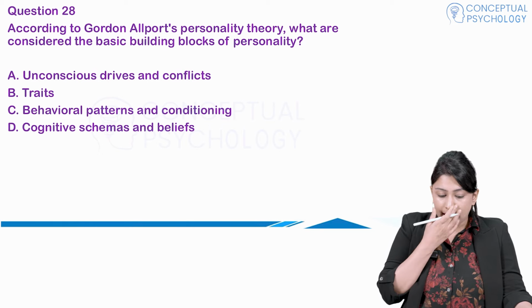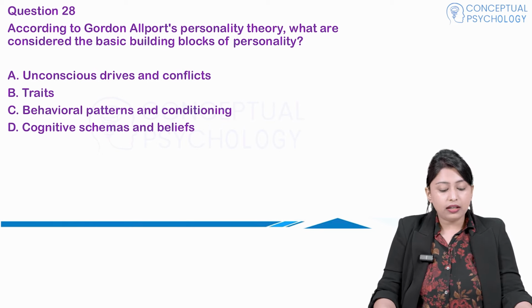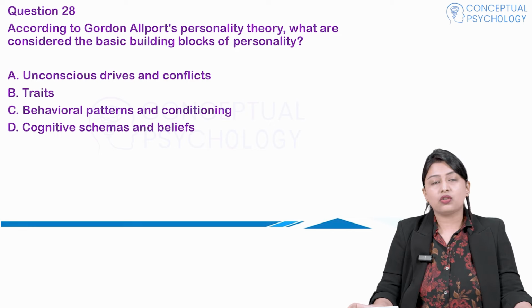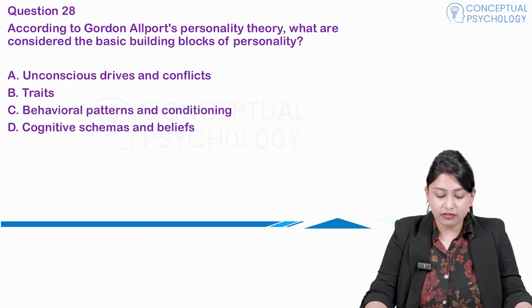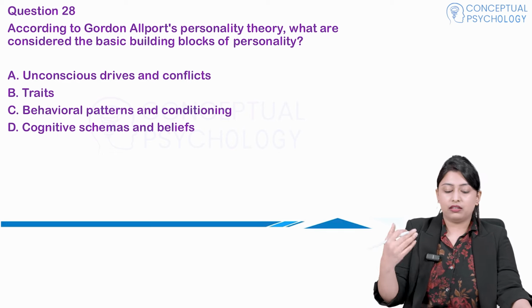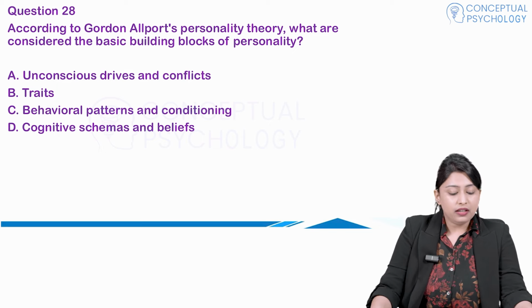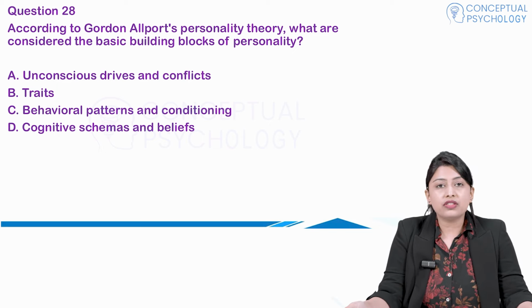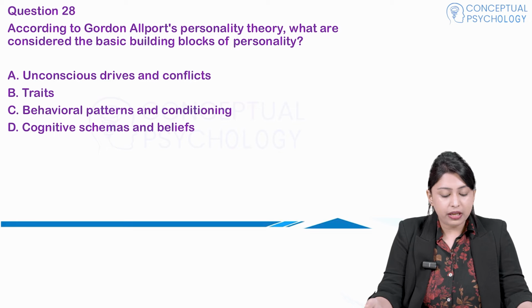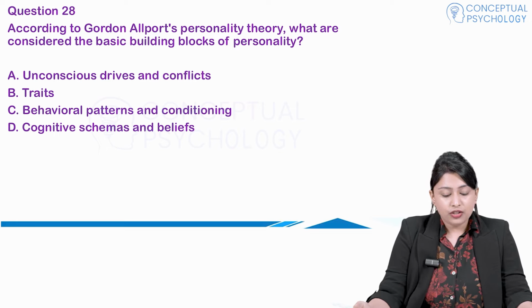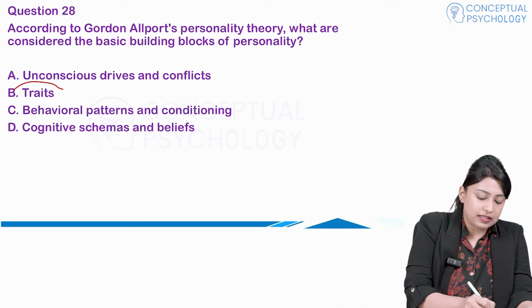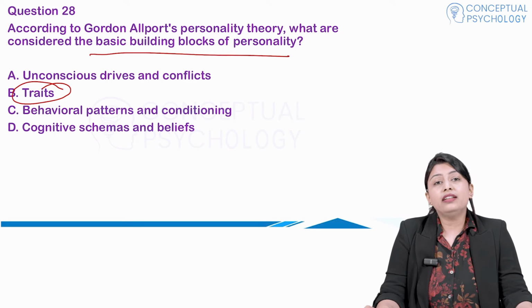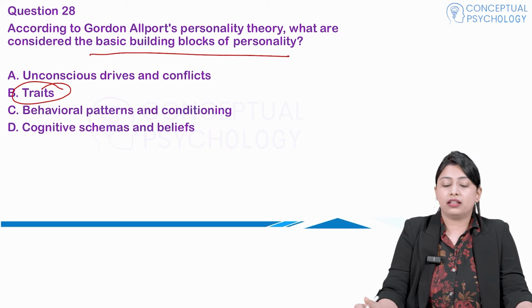According to Gordon Allport's personality theory, what are considered the basic building blocks of personality? Just when I said that the paper always consists of intelligence and personality questions, we witness another one. So here the options are unconscious drives and conflicts, traits, behavioral patterns and conditioning, and cognitive schemas and beliefs. So according to Allport, traits are the fundamental building blocks of personality. He defined traits as consistent patterns of behavior.